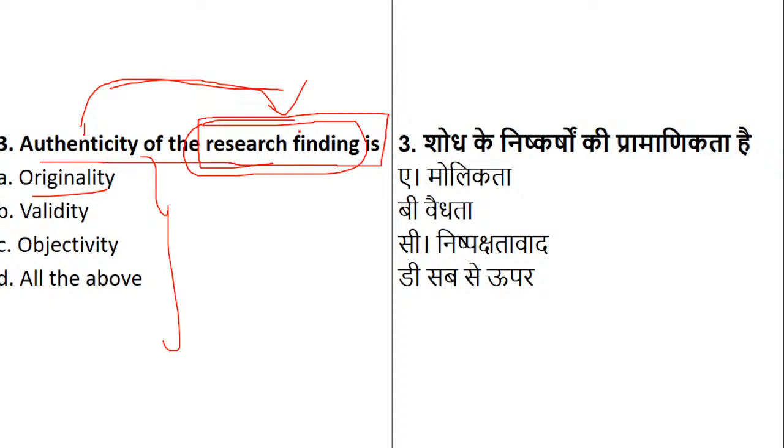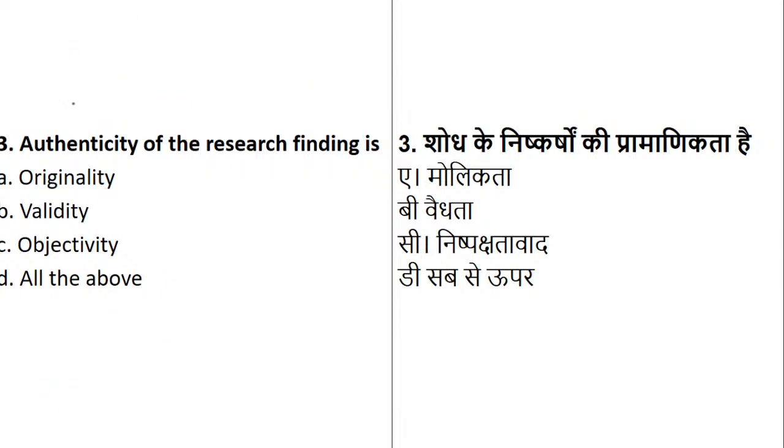So when we talk about this statement, it is something which implies, now listen to my explanation. Swaraj, you will get your answer. Listen to my explanation first. When I'm talking about authenticity in research finding, it means that whenever you conduct a research and whenever you evaluate your research, it should match with your objectives. It means that authenticity of research finding refers to objectivity.